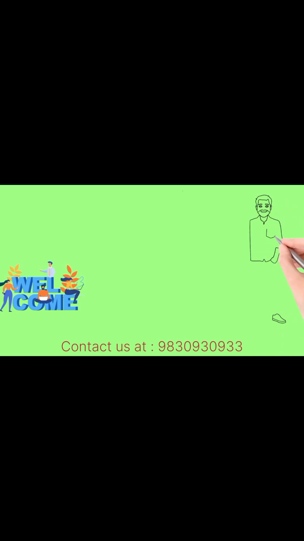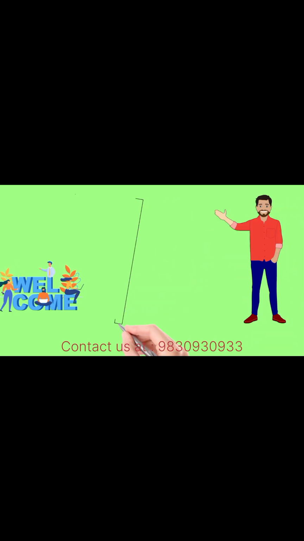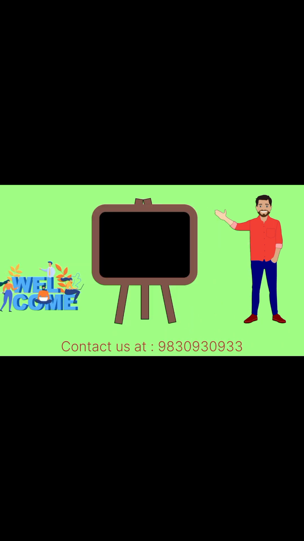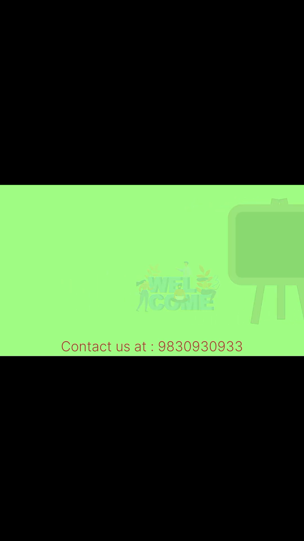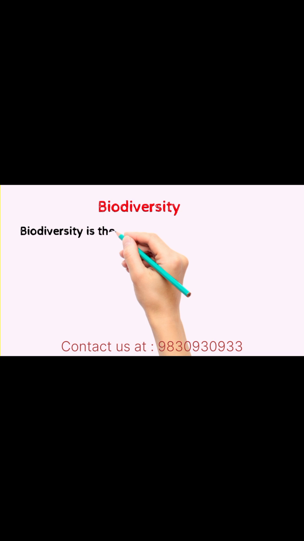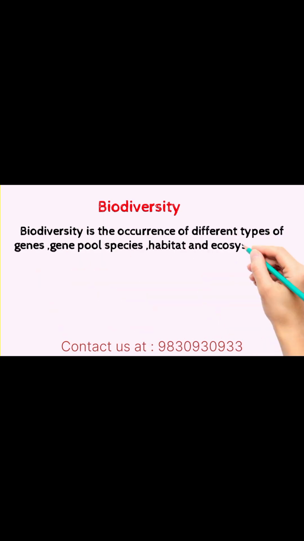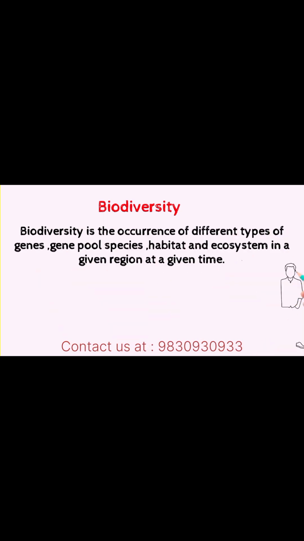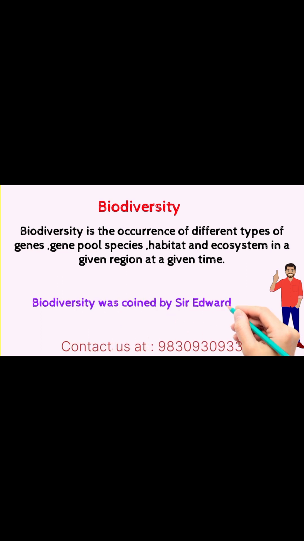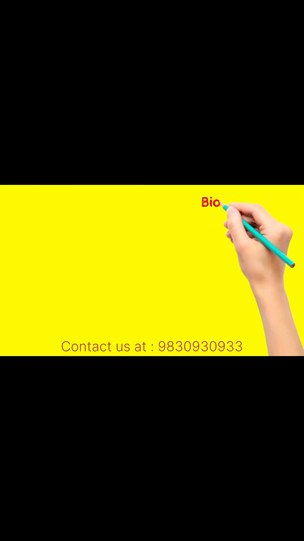Today we will study about biodiversity. Biodiversity is the occurrence of different types of genes, gene pools, habitats and ecosystems in a given region within a given period of time. Our earth is full of different types of animals and plant varieties. There is a great diversification in the types of animals present on the earth. So, all these animals and plants are studied under the group of biodiversity. The term biodiversity was coined by Sir Edward Wilson.